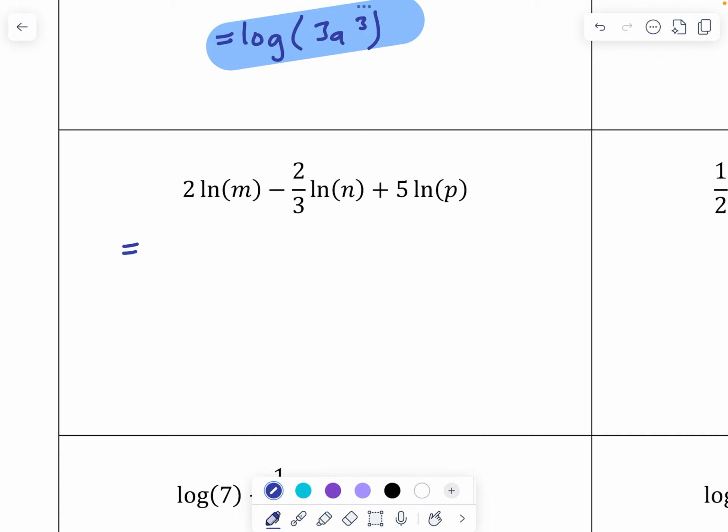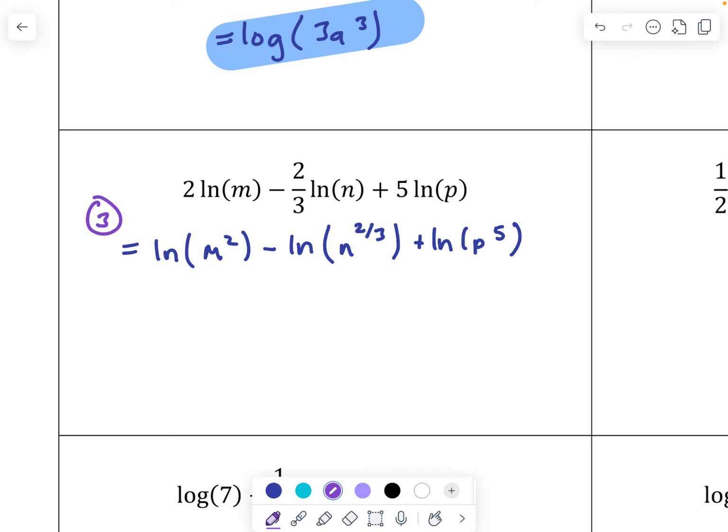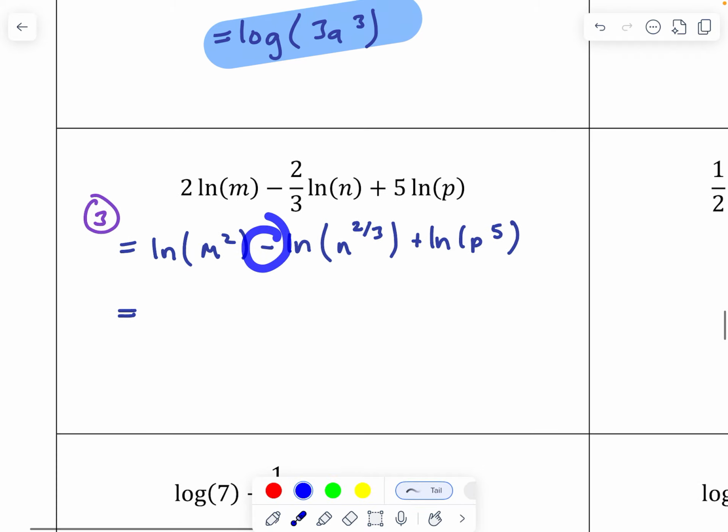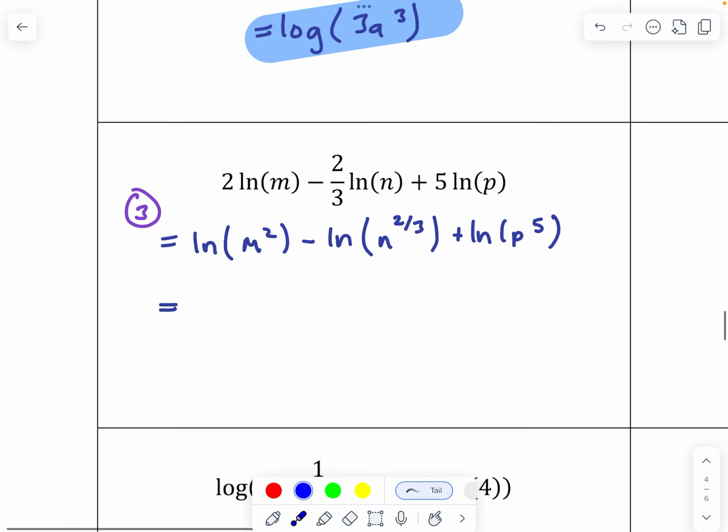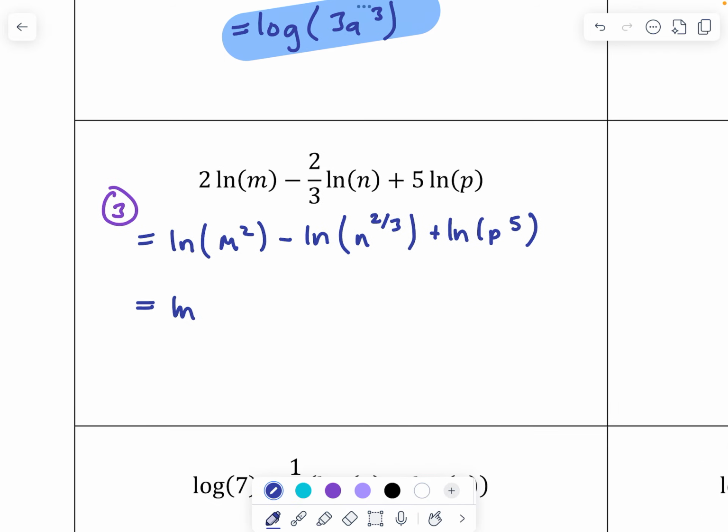So let's do that first. Let's make all the numbers in front exponents inside. That's a 2/3. P to the 5th. All right, so that was property 3 in reverse. Good, this minus right here is going to correspond to division. I'm also going to rewrite this ln of the 2/3 in radical notation. So we'll have ln of m squared on top, and then cube root of n squared on the bottom.